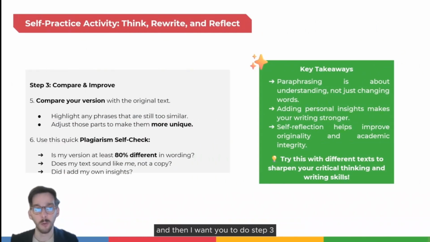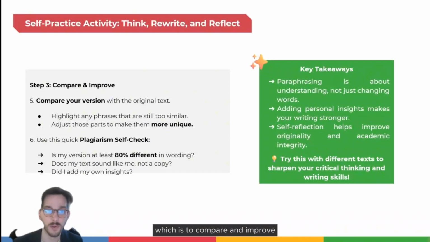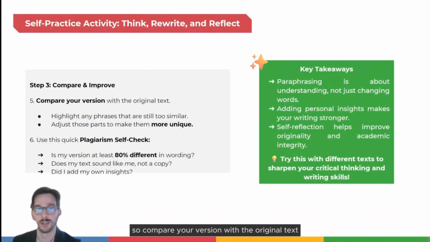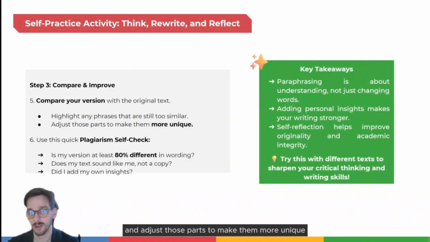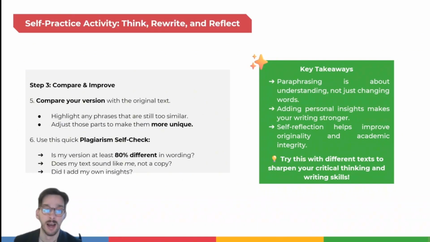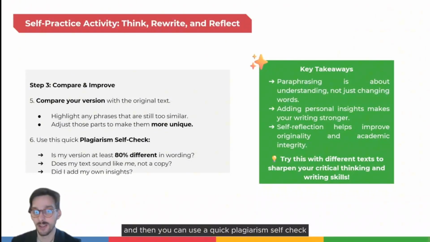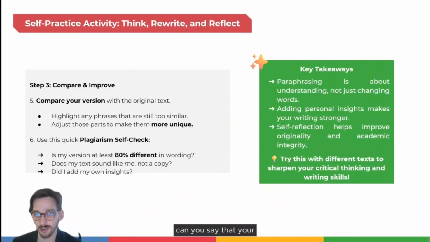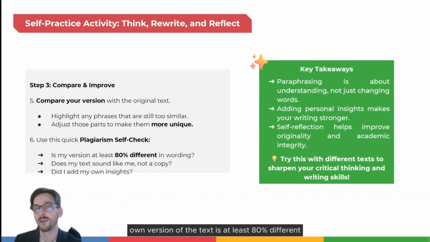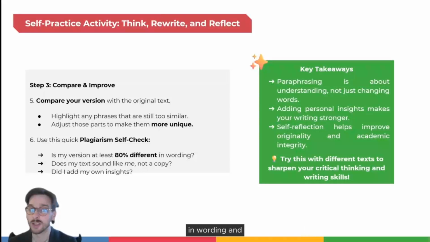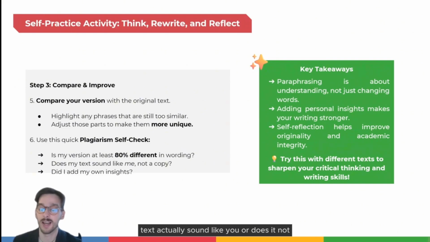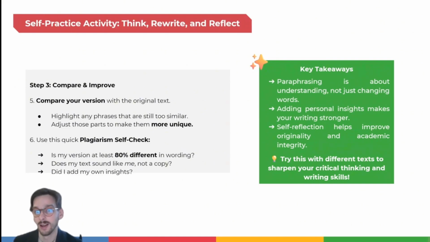And then I want you to do step 3, which is to compare and improve. So compare your version with the original text. And then I want you to highlight any phrases that look too similar and adjust those parts to make them more unique. And then you can use a quick plagiarism self-check. Can you say that your own version of the text is at least 80% different in wording? And does the text actually sound like you, or does it not? And did you actually add your own insights?